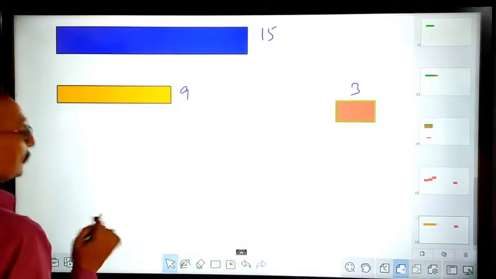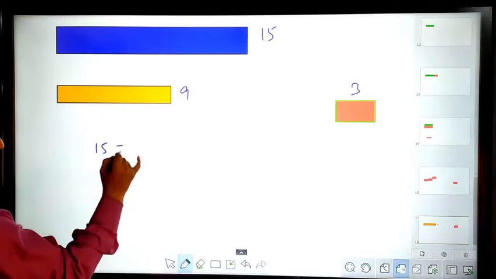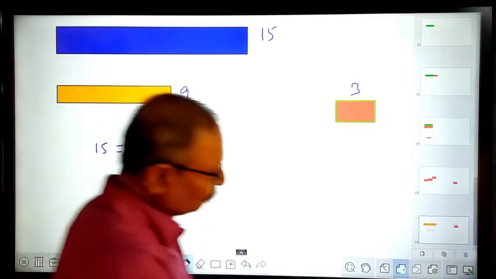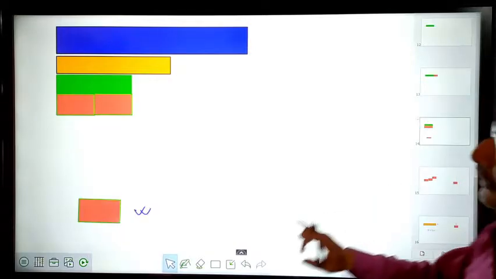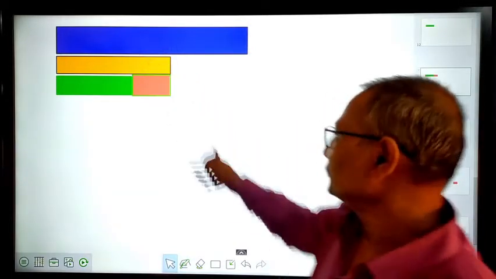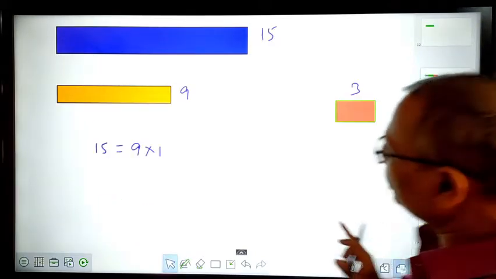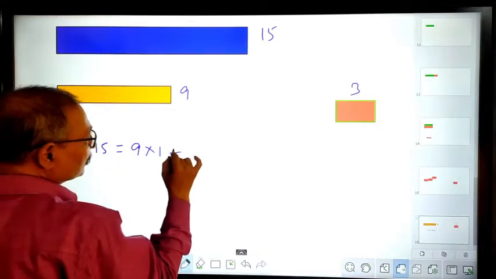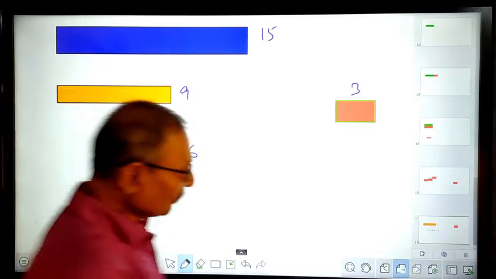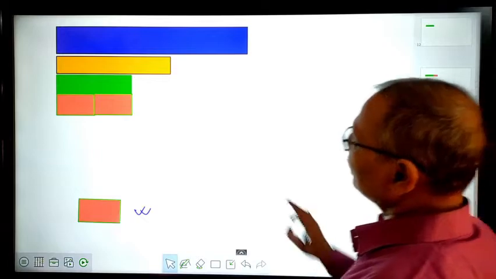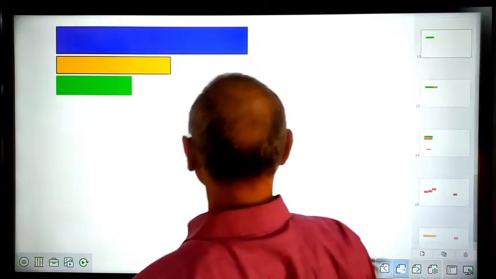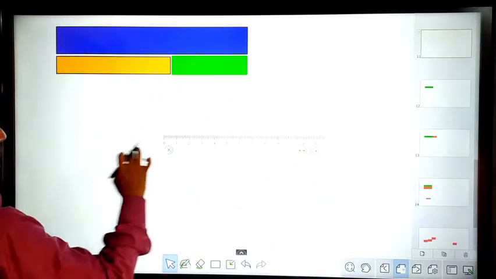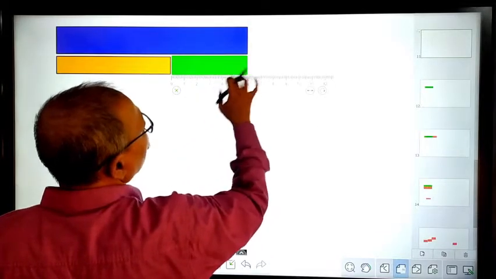Okay, so we could get the process. First of all, we divided 15 by 9, and we got quotient 1. Only one rectangle was there. So we divided by the bluish rectangle. Then we got the quotient 1 and the remainder of 6 units. Clearly you can measure the length of this remainder part. It is of 6 units.